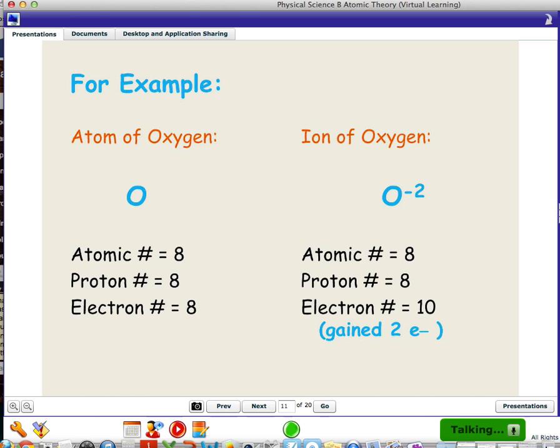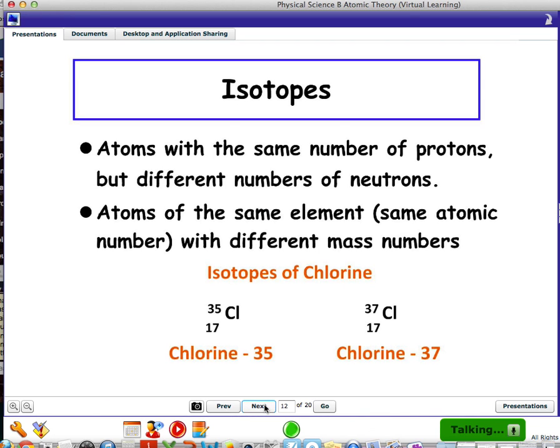Okay, so for example, oxygen has an atomic number of 8, which means it has 8 protons and 8 electrons. So an ion of oxygen would be oxygen with a -2 attached to it. What that's saying is that it has gained 2 electrons. So now it has more electrons than it does protons. It's no longer neutral and it carries a negative charge.